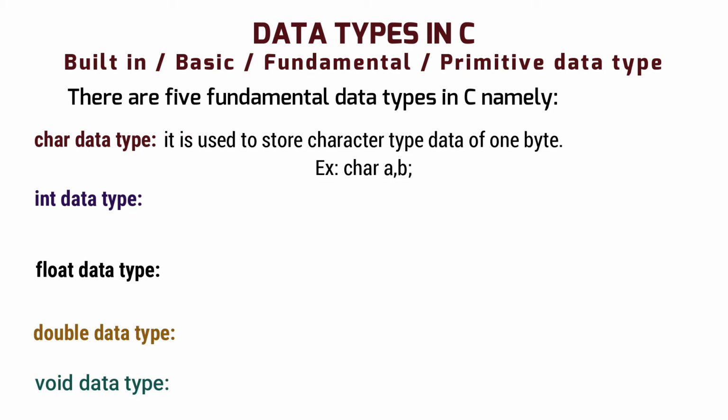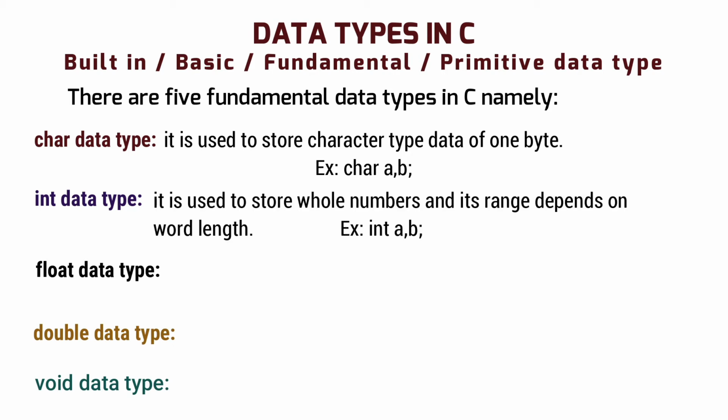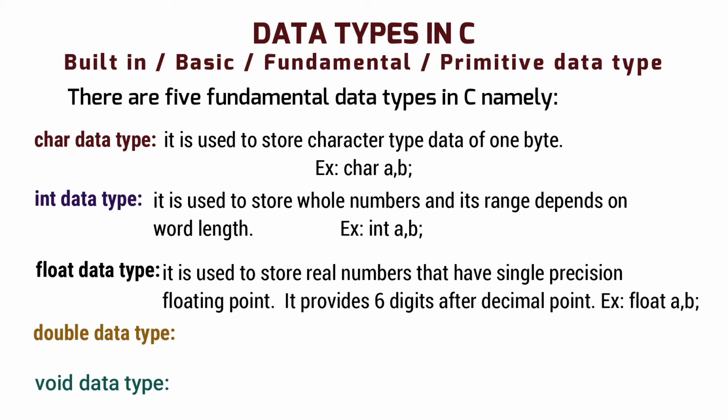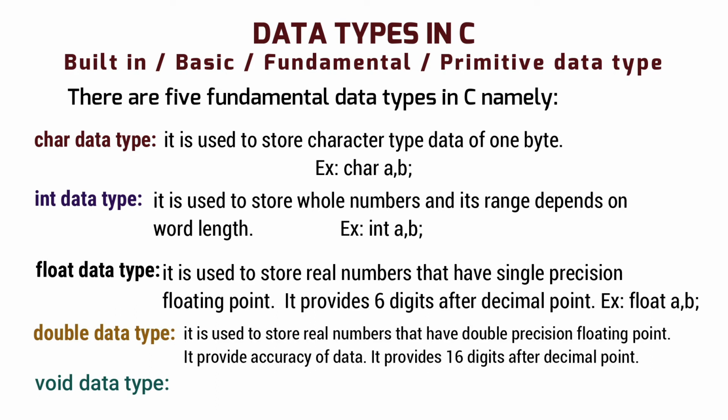Char data type is used to store a character type of 1 byte. Int data type is used to store whole numbers. Float data type is used to store real numbers that have a single precision floating point. It provides 6 digits after the decimal point. And double data type is used to store real numbers that have a double precision floating point. It provides more accuracy of data. It provides 16 digits after the decimal point.